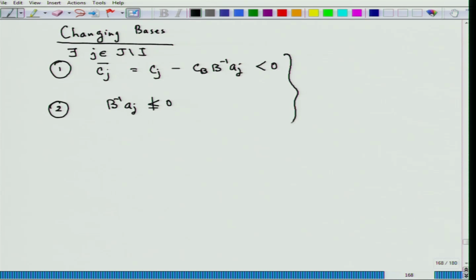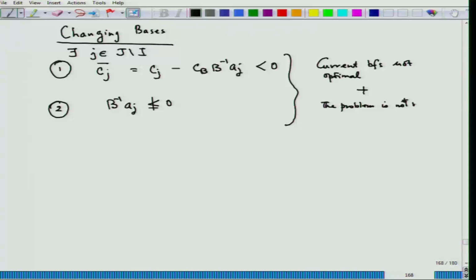So, two things have to be guaranteed: the current BFS is not optimal, that is the BFS corresponding to this basis matrix B is not optimal, plus you have to guarantee, which is the second one, the problem is not unbounded. This is not telling you that I am guaranteeing the problem is not unbounded, it is telling you that you have not been able to get the sufficient condition which tells you that the problem is unbounded. So, we are assuming that for the time being we have no condition which is telling me that the problem is unbounded. The problem could be unbounded also, but at the moment we have no way to check whether the problem is unbounded. So, we proceed to the next step. So, the problem is not necessarily unbounded. So, these are the 2 points you require.